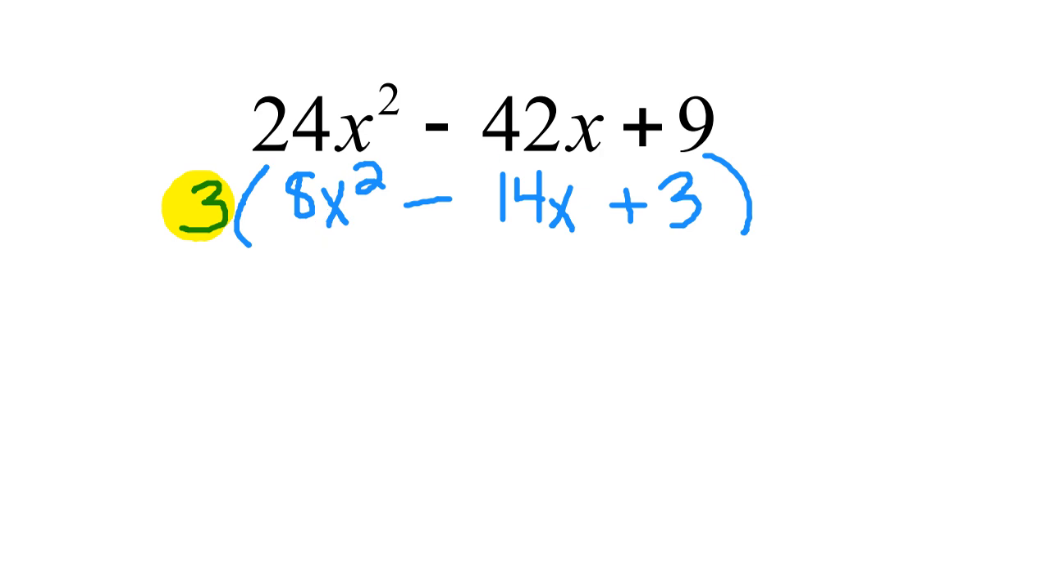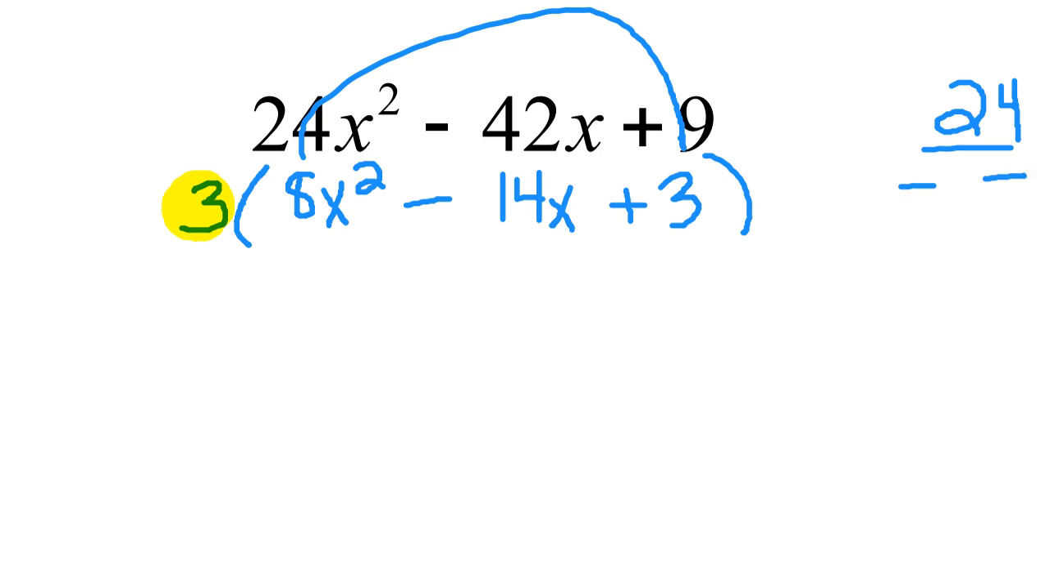To factor this, we're going to take the first coefficient times the third. 8 times 3 is 24. What two factors with the same sign, because the third term's positive, will give us a product of 24 and a sum of negative 14 when both factors have a negative sign? So we're looking for two numbers that have the same sign, and the middle term tells us both factors have to be negative.